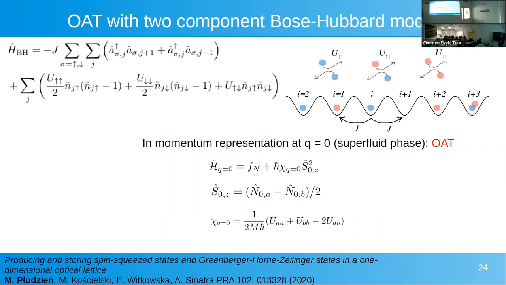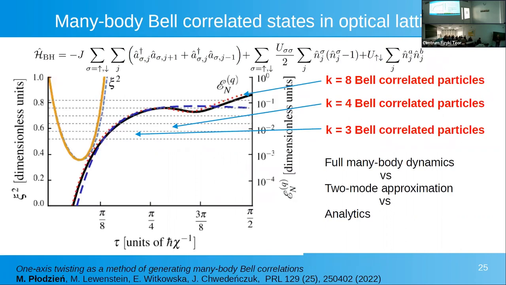And in the momentum representation of this model, at low temperature, when the system is in the superfluid phase, we can show that the effective Hamiltonian is exactly as OAT in the lowest possible momentum mode. So it means that we should expect that those kinds of correlations we have shown before can be generated in such an experiment. And this is the main result of this work. When we compare dynamics given by the two-component Bose-Hubbard Hamiltonian with the two-mode prediction, we can see that the black line, which is the full many-body numerics, is in really good agreement with the two-mode approximation, which is given by the dots, and with quite good agreement with the analytics given by this dashed green-blue line.